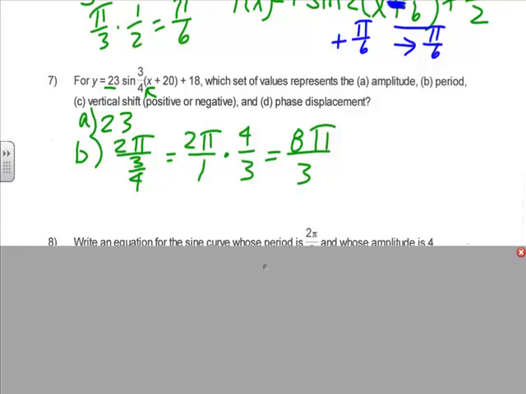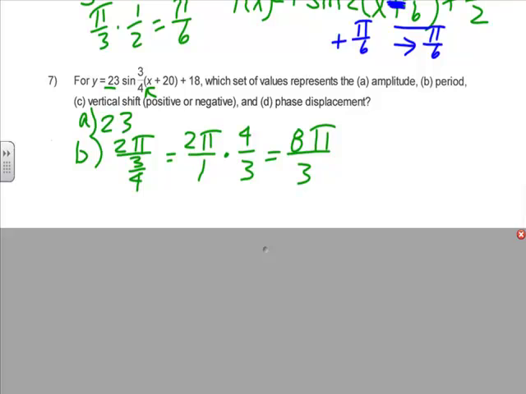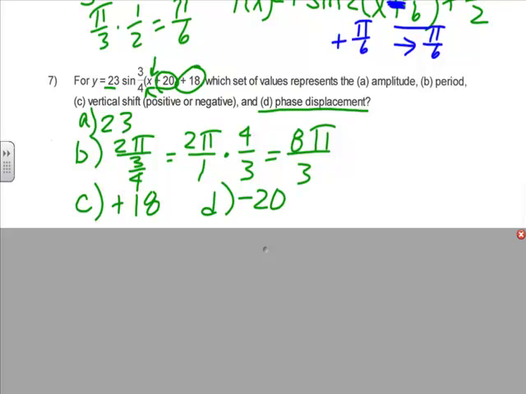Next is the vertical shift, which is usually pretty nice too, because it's pretty straightforward. So the vertical shift is just this plus 18. And then the phase displacement, or phase shift as we've been calling it, is found in the parentheses, and this time it's easy as well, because there's just a lonely little x sitting there. So the phase displacement, since it's plus 20, is going to go left 20, negative 20.